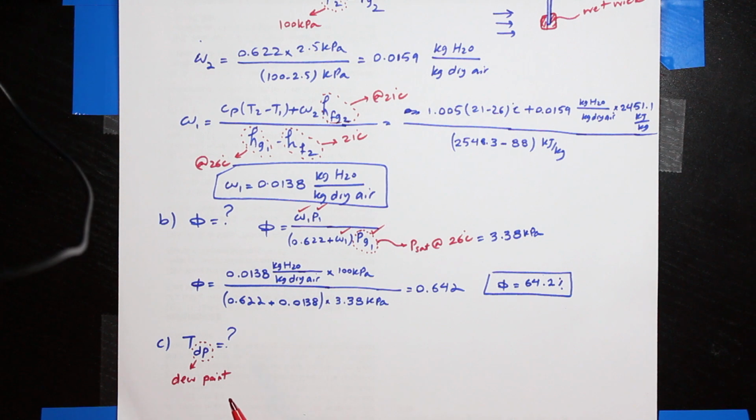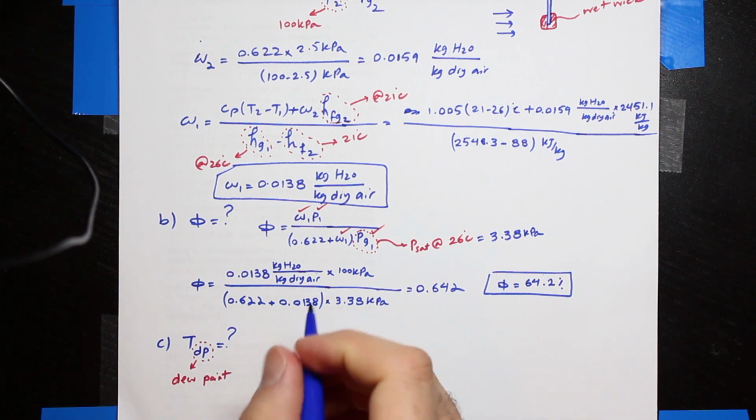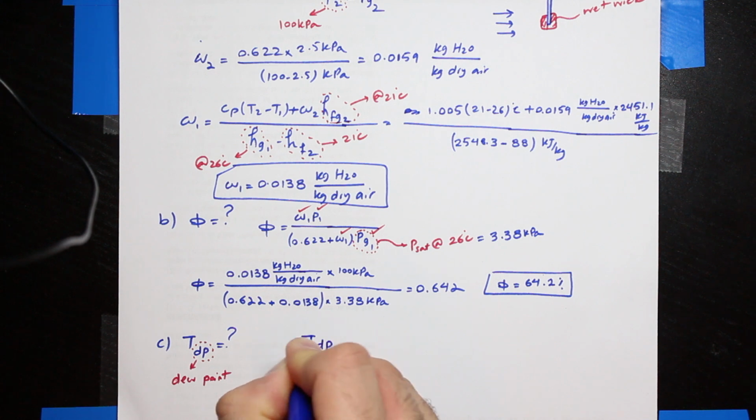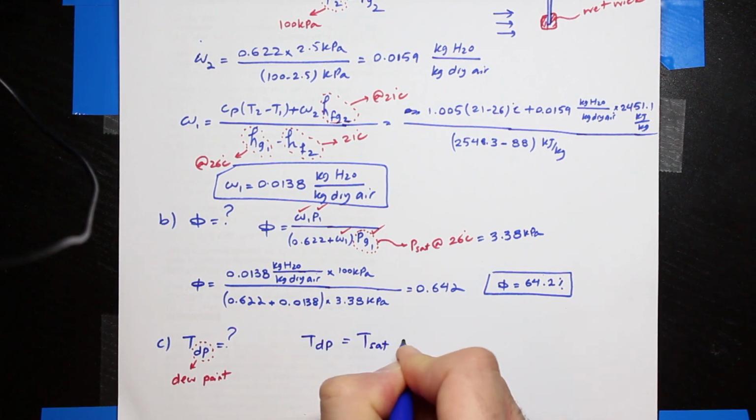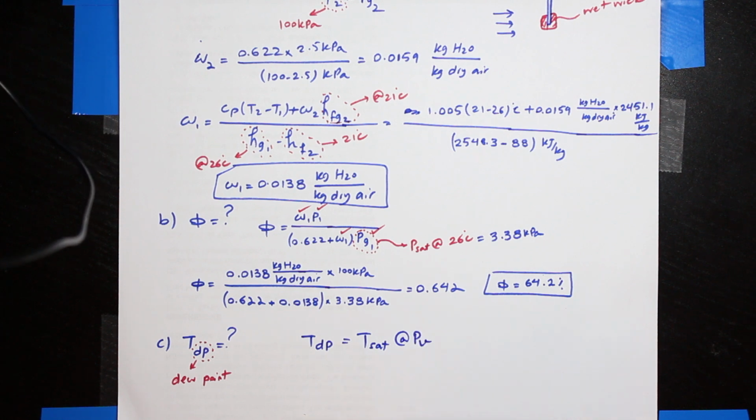What does dew point mean? The dew point temperature is the temperature at which condensation occurs at a constant pressure, all right? So basically, the dew point temperature is the saturation temperature at the vapor pressure. So T_dP is T sat at vapor pressure, P_V.